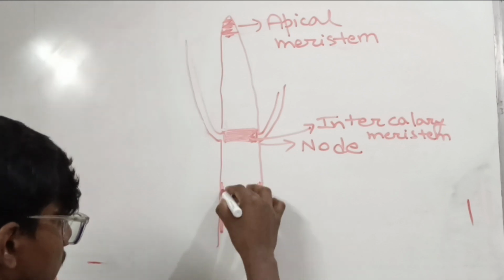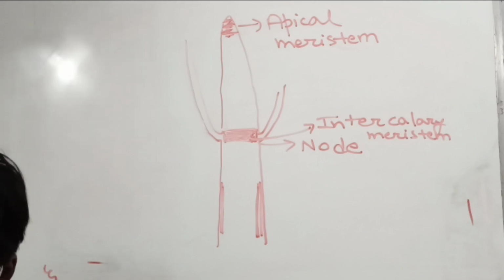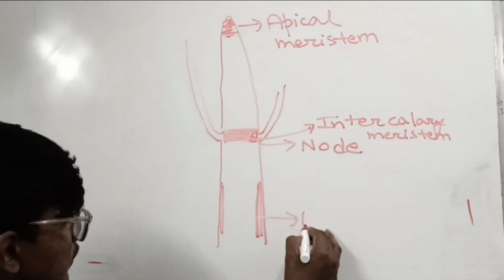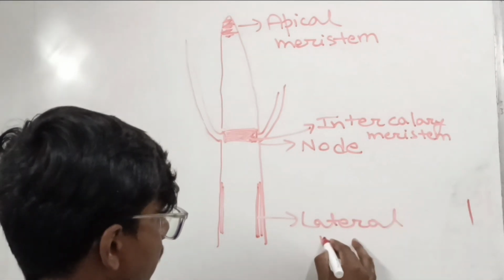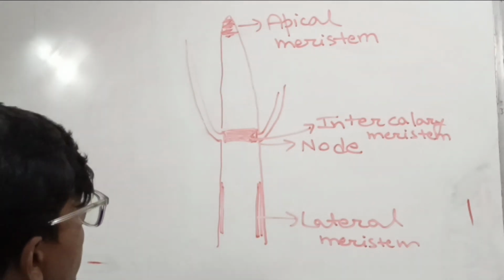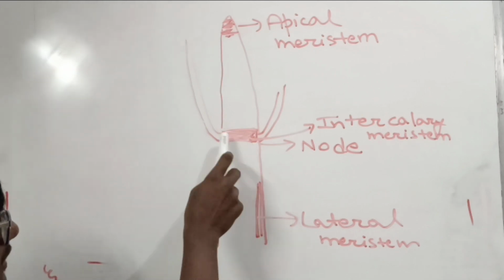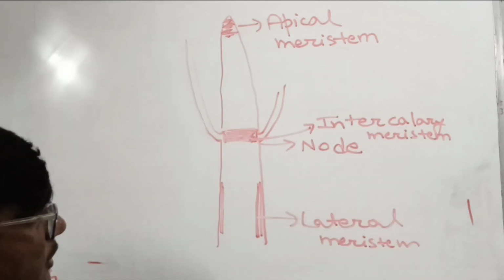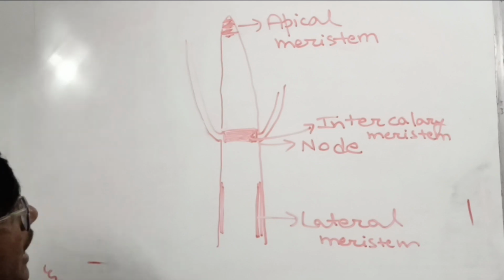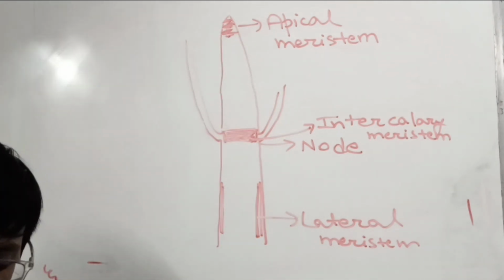This is the girth you can say. This is the lateral meristem. So these are the places, three places where you can see the three types of the meristematic tissue. This is present at the nodes, that is the intercalary meristem. This is the lateral meristem, and first is the apical meristem. So by the diagram you can see the positions or the places of the different types of meristematic tissue.